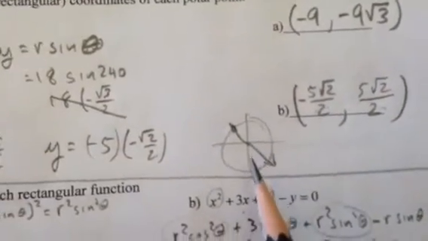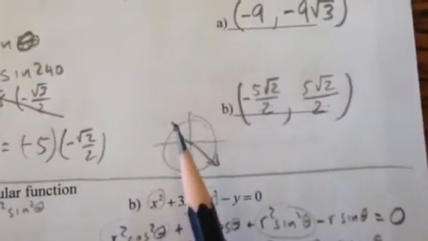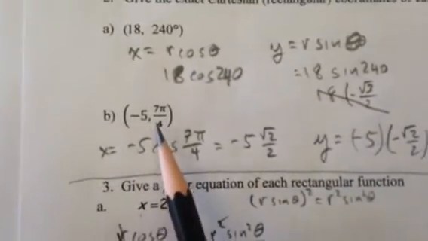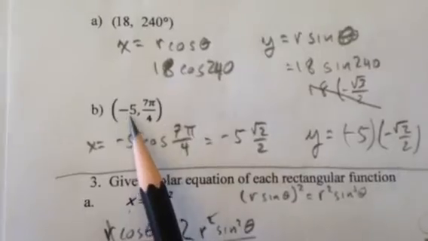Okay, so that point is located actually in quadrant 2, even though our angle is in quadrant 4, but that's because our r value is negative.